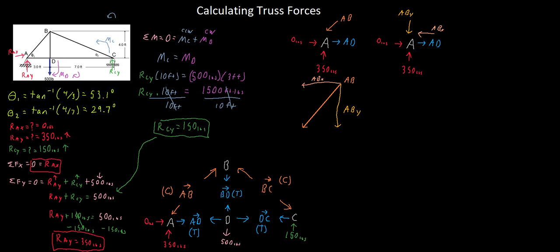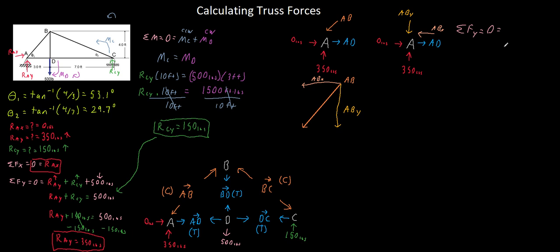And so why is this so important? Well, now we got a clearer picture of what's going on. So I know ABY has to be canceled out by 350 pounds. I'm looking at it, there's only two forces going up and down. And so what does that mean? Well, we'll say the sum of all forces in the Y direction at joint A. What does that equal? Well, it has to equal 0. There's only two of them.